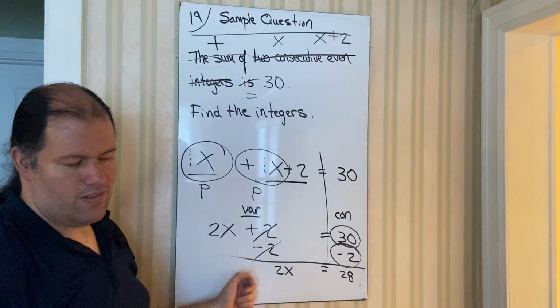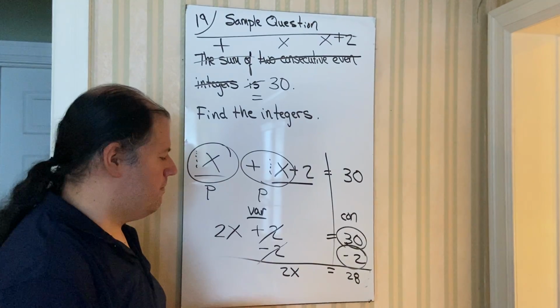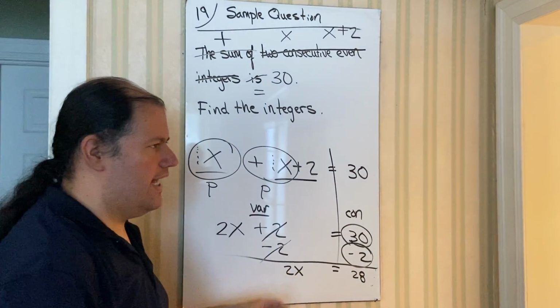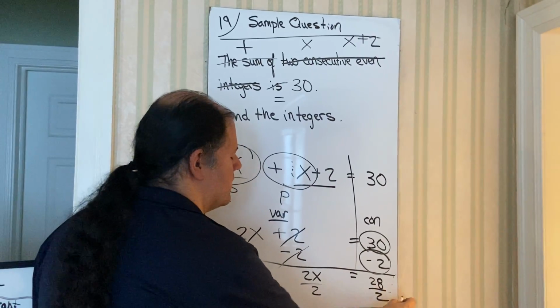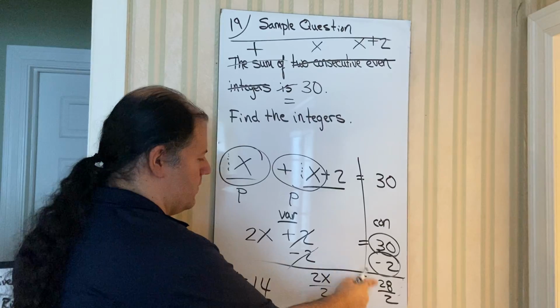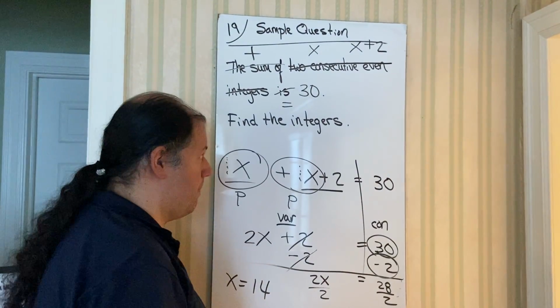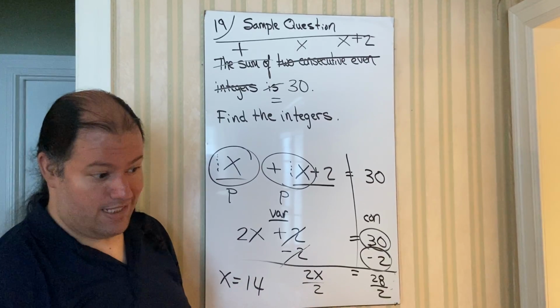Now we can get rid of the coefficient. And coefficients are always done last, and it's always done by dividing by the coefficient and its sign. So this is a positive 2, so I'm going to divide both sides by positive 2. So I get x equals 14. Half of 28 is 14. Now, we got to go to step 6.